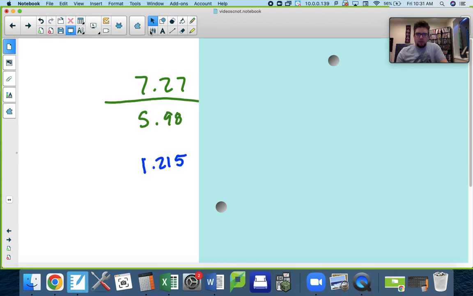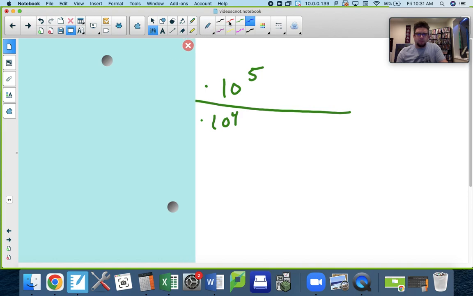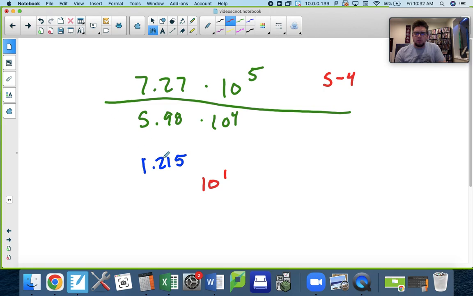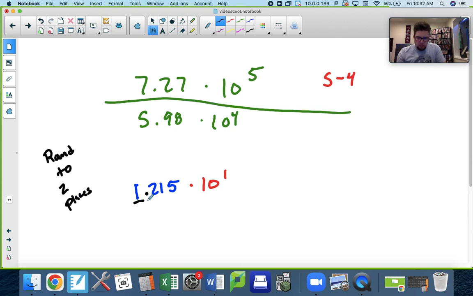I'm going to slide it over and put it right there. Now I'm going to turn my attention to the power of 10. I got 5 on the top, 4 on the bottom. So 5 minus 4 is 10 to the 1st. Put my two pieces together right here. We're going to check for scientific notation. We do indeed have one digit to the left, but then we're going to round to 2 places. So I just want to keep these two numbers. The 5 causes the 1 to round up to 1.22 times 10 to the first.